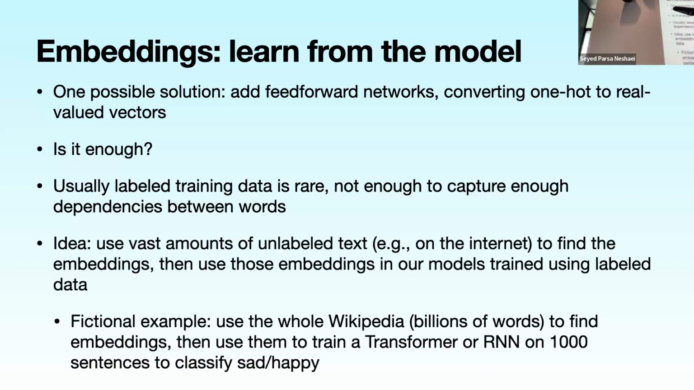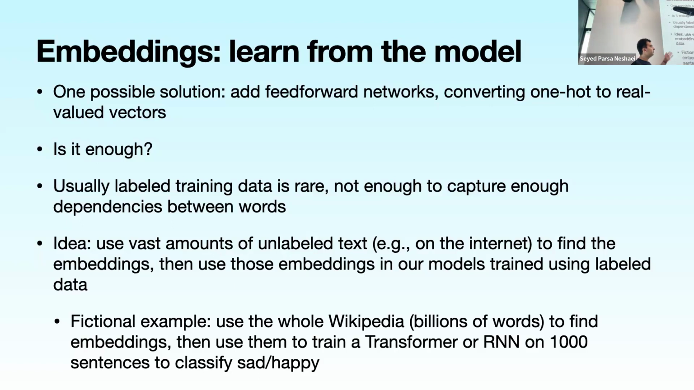So the idea is that the amount of text is a lot. We use the vast amounts of unlabeled data. For example, go to the internet and download all Wikipedia articles, or go to some book website and download all books or things like this. You have a lot of unlabeled data, and then somehow use it to find the embeddings. So use data without labels.